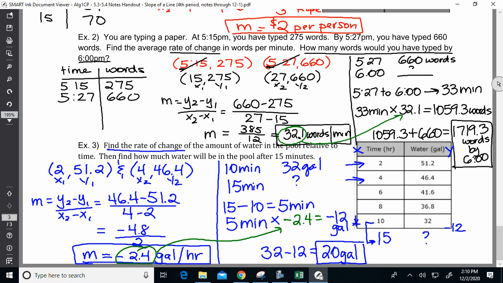Questions on example 3? So again, the more you engage yourself, the easier it becomes. So, go ahead and take the next 2 minutes, stand up, stretch, do what you need to do. 2 minutes.